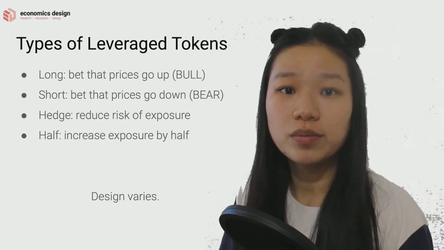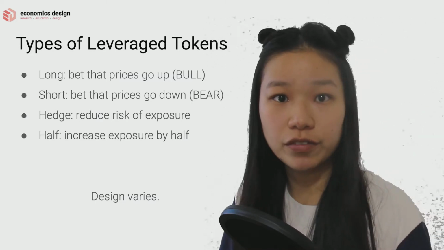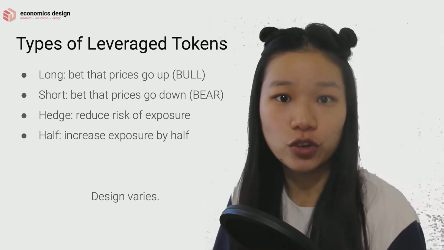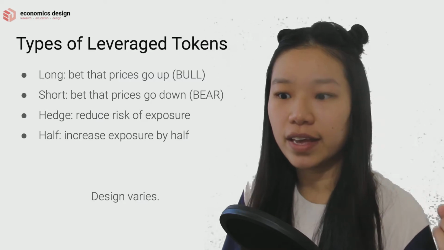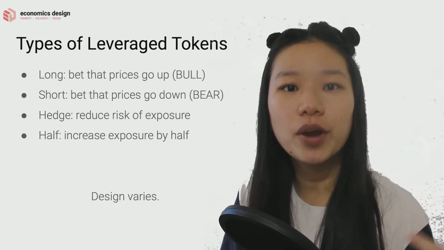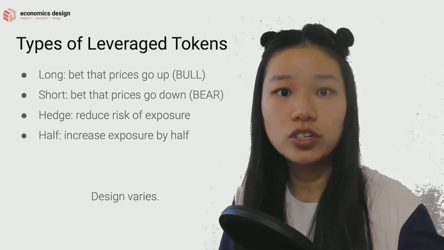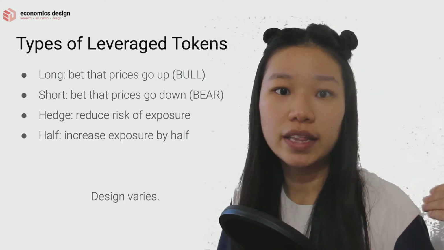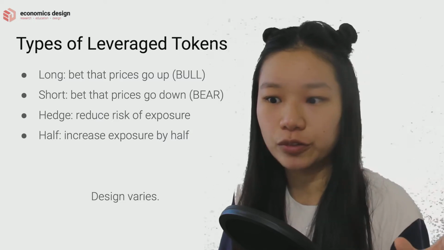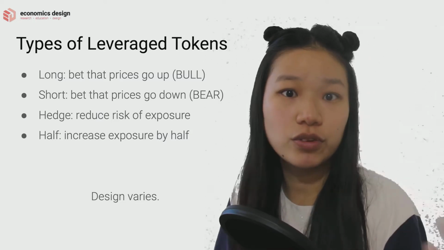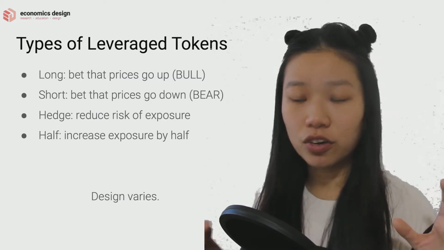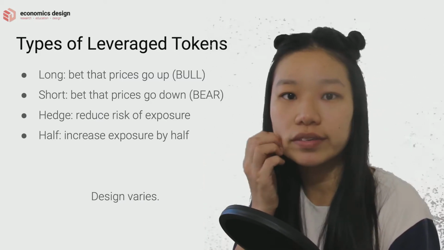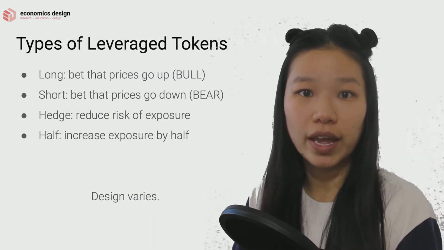There are also 2 other types on FTX. It really depends on what kind of exchanges and what kind of exposure these derivatives exchanges are giving you. But the 2 other types on FTX are hedge and half. Hedging is where when prices go up in the long run, you will lose that in the same proportion in the leverage token value. And half means you just increase your exposure by half. There can be other types of leverage tokens. I've not seen more. I've just seen long, short, hedge, and half.